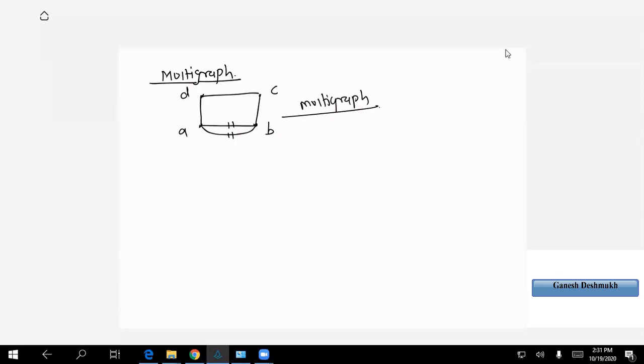Okay, so you can say in a graph, if a pair of vertices is allowed to join by more than one edge, then those edges we can call parallel edges, and the resulting graph is called a multigraph.